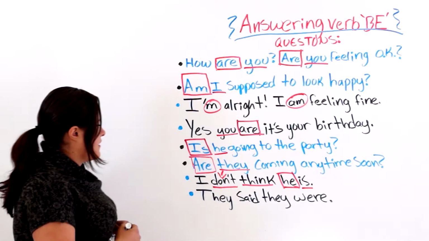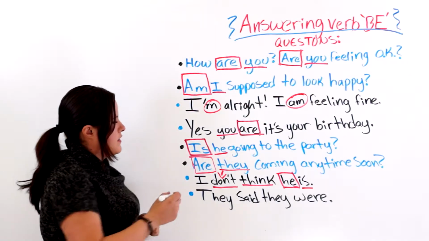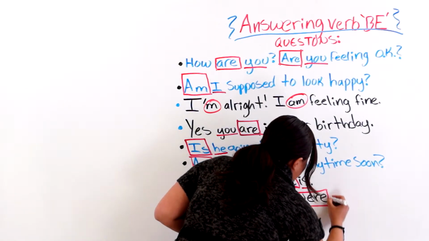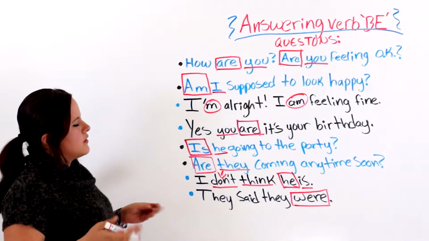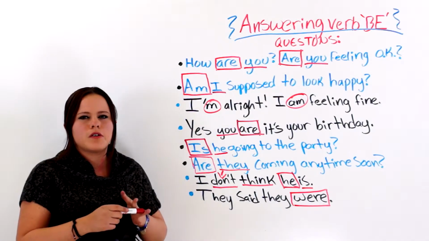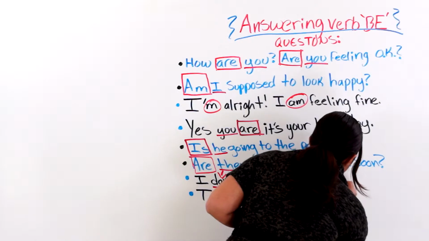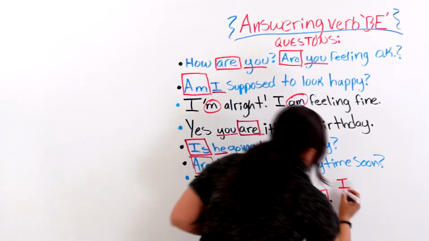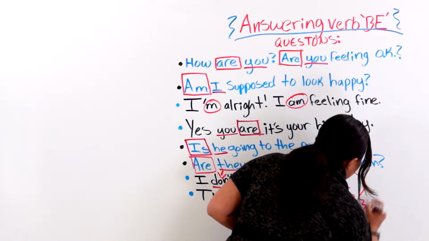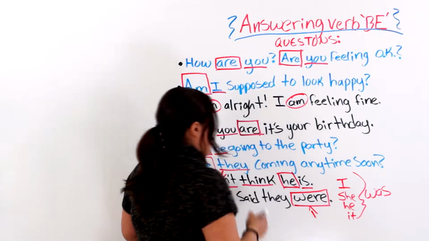Next one. They said that they were. Are they coming anytime soon? They said they were, okay? This is the past of the verb be. Were. For example, when speaking in second person, you were, they were, we were, you use were. But if it's in third person, it's was, or if it's first person, okay? I, she, he, it, you're gonna use was, and the rest of the personal pronouns, you're gonna use were, okay?